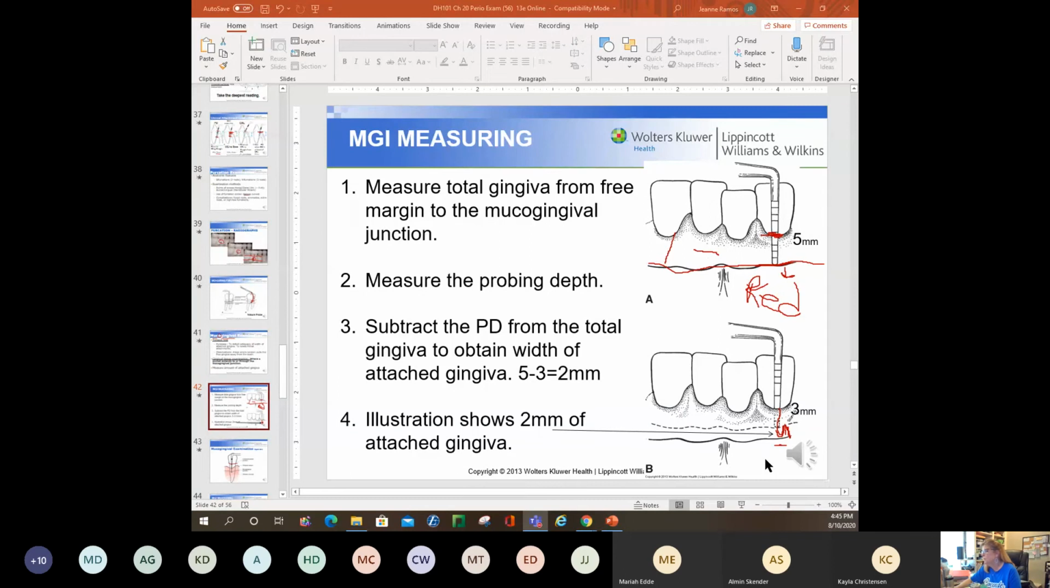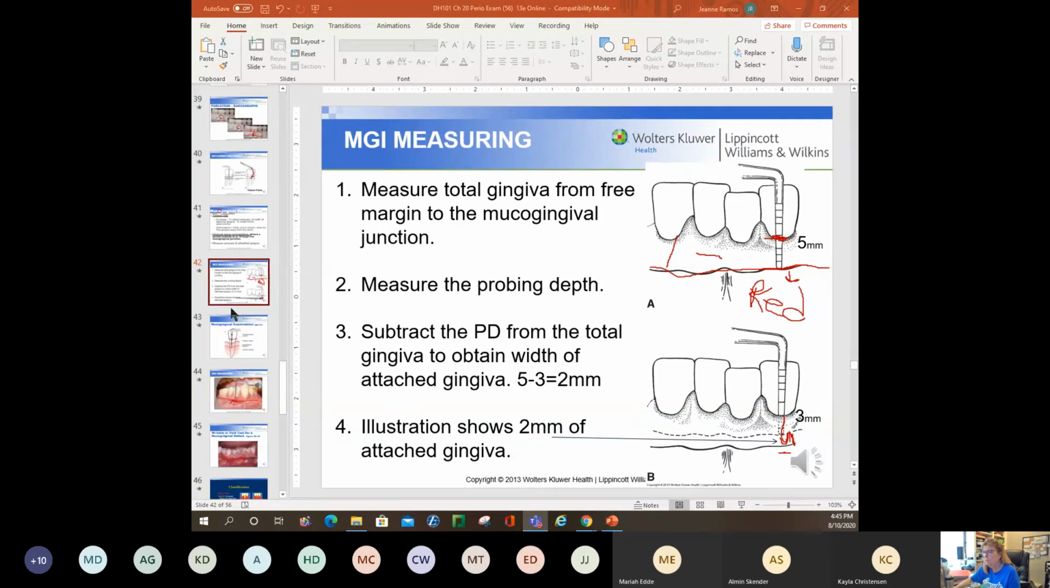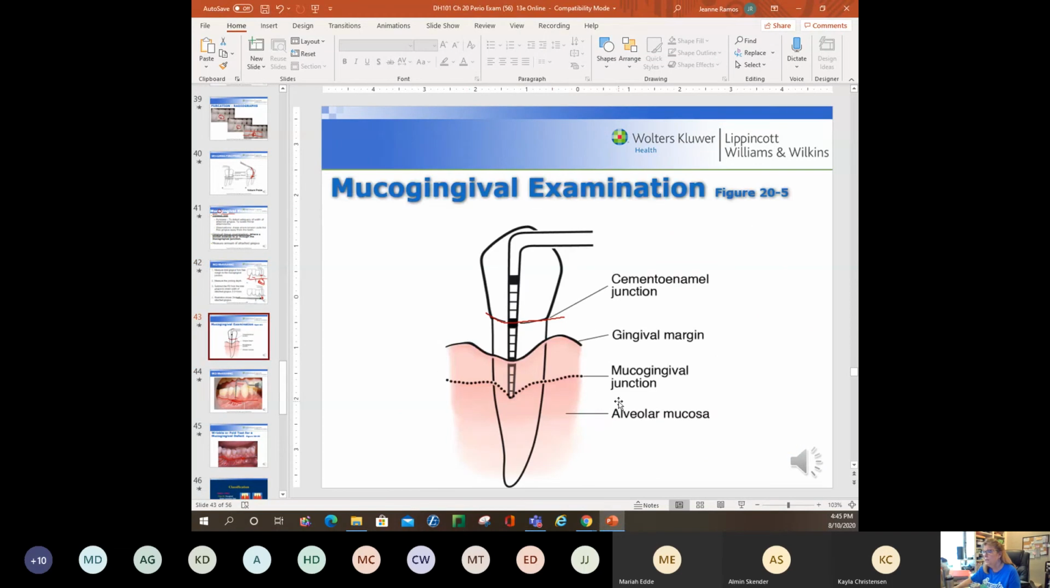So that's where we can come in and offer advice for different things for them to take home to clean, like a soft toothbrush, and go really soft on these areas, etc. And you don't want any recession at all. So, mucogingival examination.